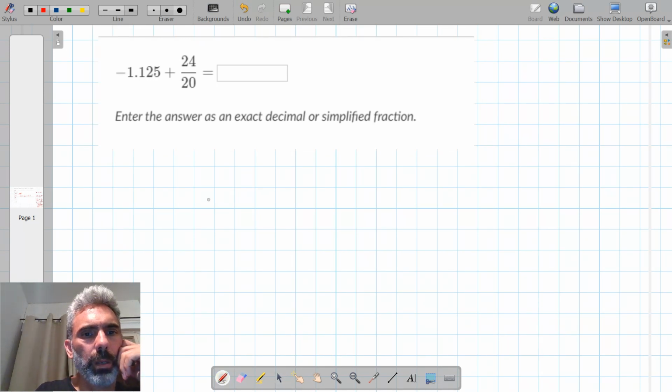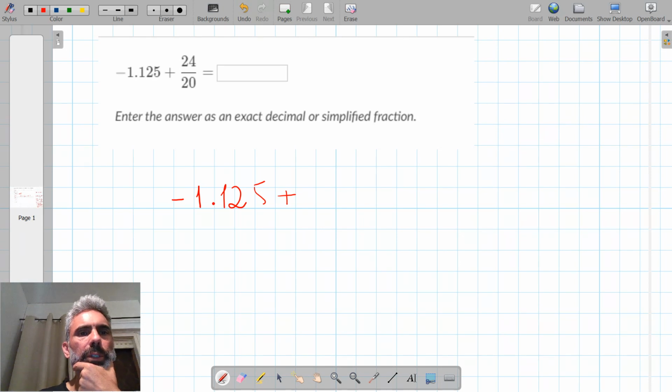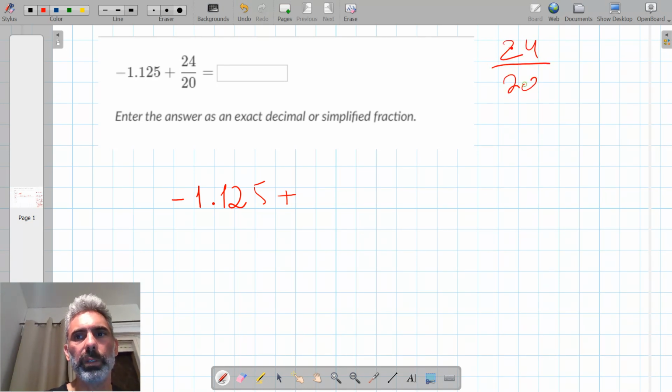Okay, let's see, minus 1.125 plus... let's convert this fraction to hundredths. So 24 over 20 is the same thing as if we convert it to a fraction with 100 in the denominator.